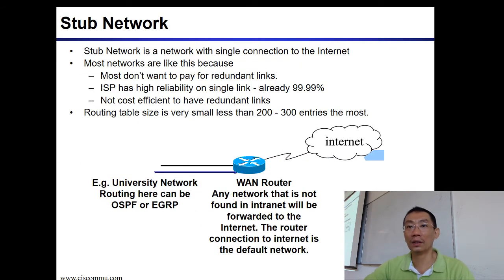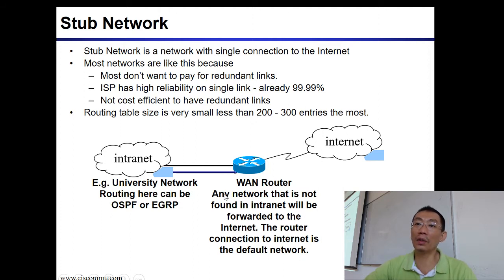Another thing is that most of the networks connected to the internet, whether big or small, are stub networks, meaning there's only a single connection to the internet. Most networks don't want to pay for a redundant link. The ISP already has very high reliability on the particular link, so it's not so cost efficient to have a redundant link.